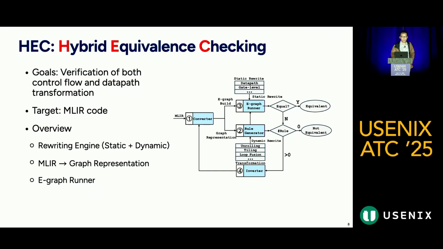We proposed HEC, a hybrid equivalence checking framework. It is based on e-graphs, and we target MLIR code. We aim to provide a unified manner for both control flow and datapath transformation. It takes both static and dynamic rewriting rules: the static rules for the datapath transformation and the dynamic rules for the control flow transformation. We will talk about the rewriting engine, our internal graph representation, and the e-graph runner.